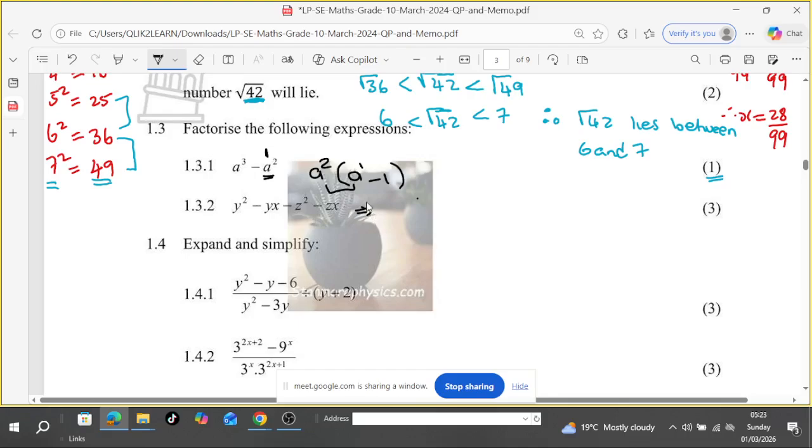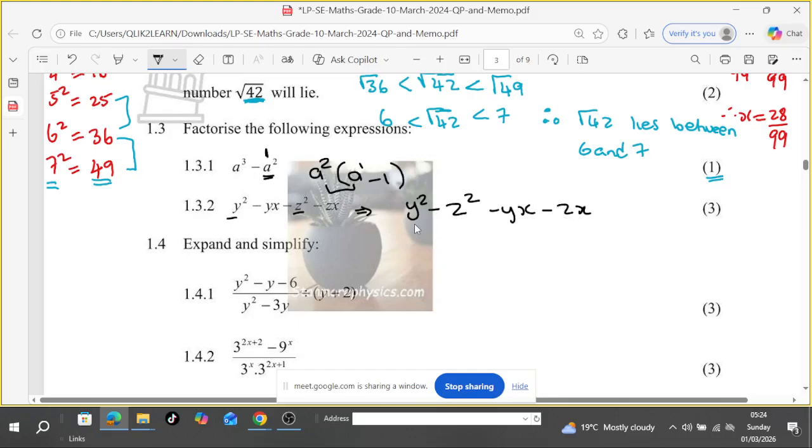Look at this question. They want us to factorize y squared minus yx minus z squared minus zx. First thing first, let's put this z squared and the y squared together. Let's group them. We can write this as y squared minus z squared, and then we can group the minus yx with minus zx, because can you see that we have a common factor of x? We can take out that common factor.